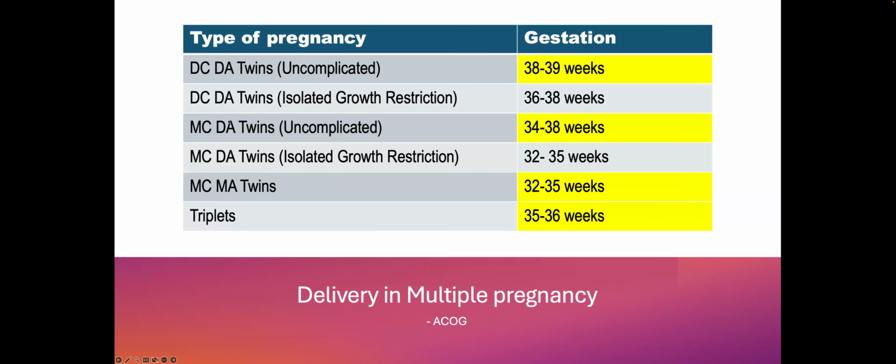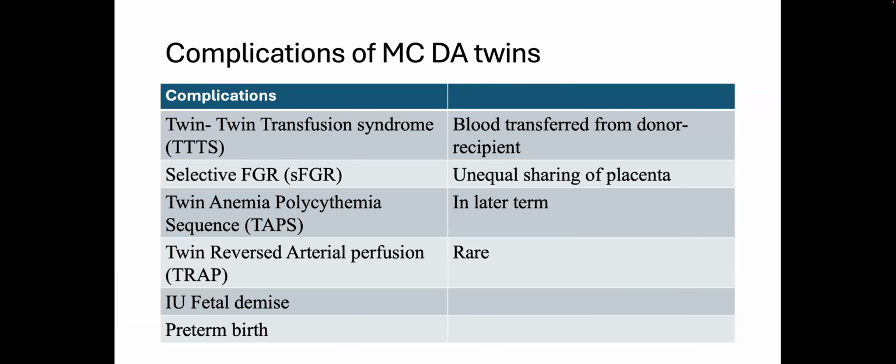Generally, the delivery in multiple pregnancy, as the ACOG recommends, is that if you have a DCDA, they go up to 38 to 39. DCDA with isolated growth restriction can go up to 38, MCDA twins uncomplicated 34 to 38, and MCDA twins with isolated growth restriction up to 35. So that's what they indicated. But the major thing you should understand is that in MCDA situation, 37, 38 weeks is generally the time beyond which the pregnancies are not continued.